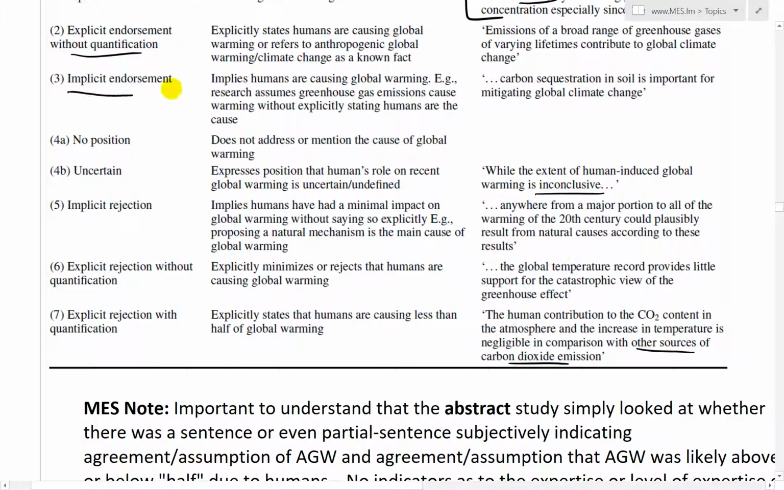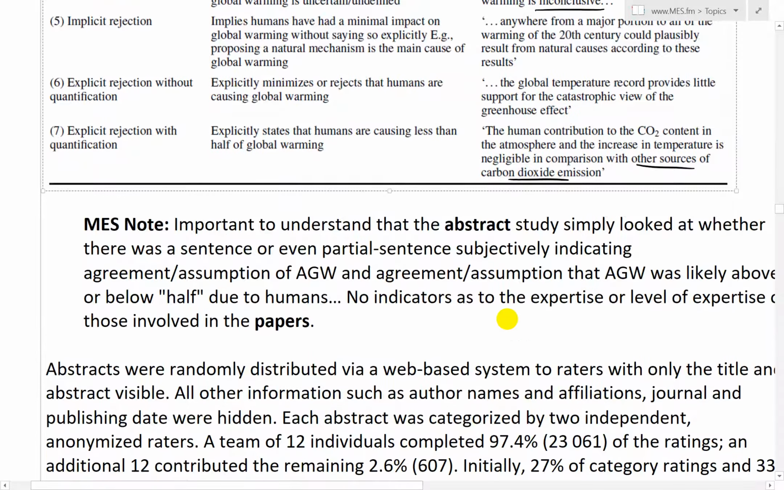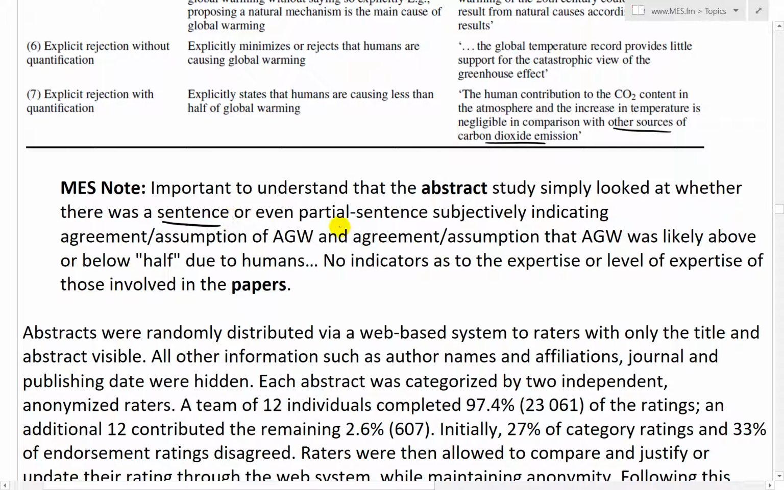And here's considered implicit endorsement. Carbon sequestration in soil is important for mitigating global climate change. And sentences like that will be included in there, endorse climate change. So MES note, important to understand that the abstract study simply looked at whether there was a sentence or even partial sentence subjectively indicating agreement or assumption of AGW and agreement or assumption that AGW was likely above or below half due to humans. No indicators as to the expertise or level of expertise of those involved in the papers.